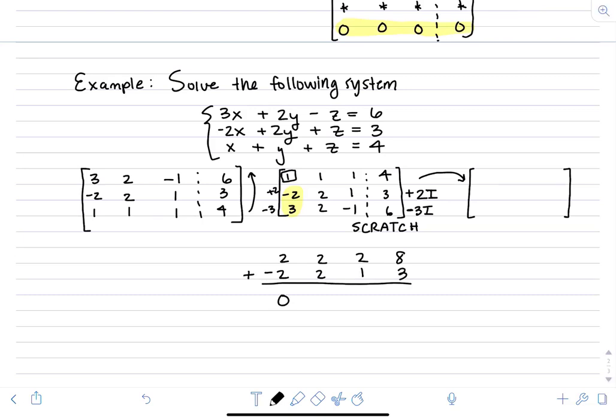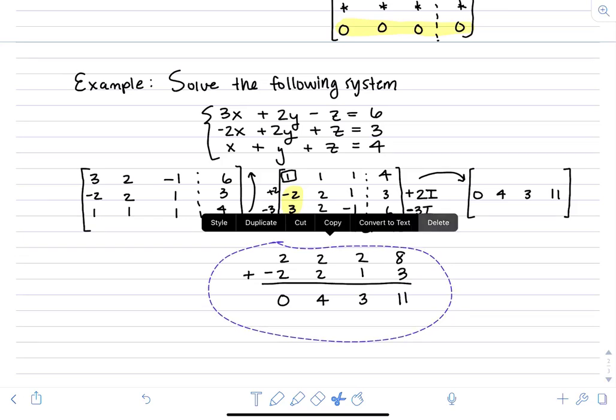What I get is 0, 4, 3, 11. Just making sure I did everything right. You always want to check as you go along on these. Okay, so that is our new row 2: 0, 4, 3, 11.